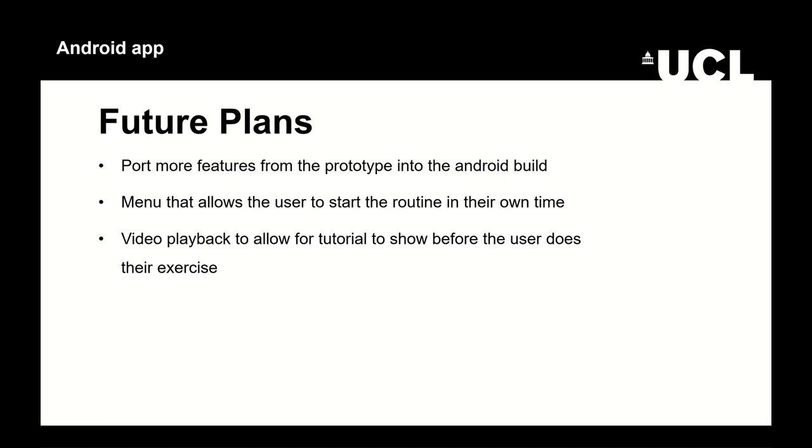We need a menu screen that allows the user to start a routine rather than the app starting and going right into the exercise. We also need the ability for video playback. This will allow the users to be shown an exercise tutorial before they're asked to do movements. The videos will be uploaded to YouTube and played in a video player in our app. The URL for the videos is stored in the gesture file.